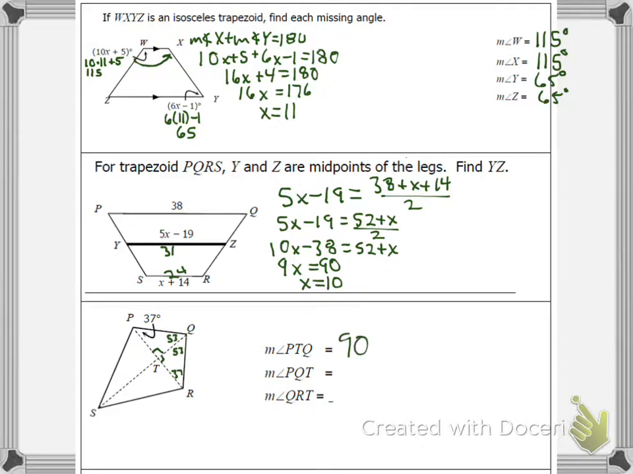PTQ is 90 degrees. PQT is 53. And then QRT was 37 degrees.